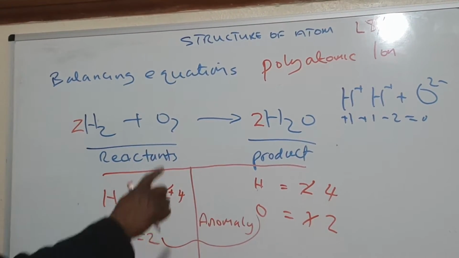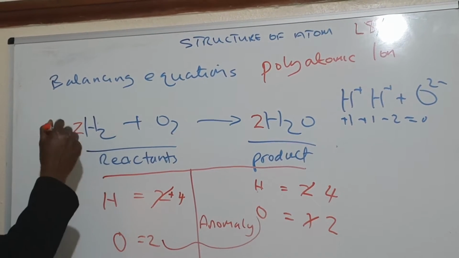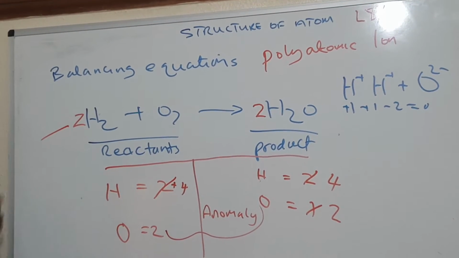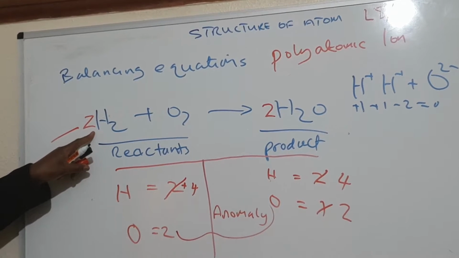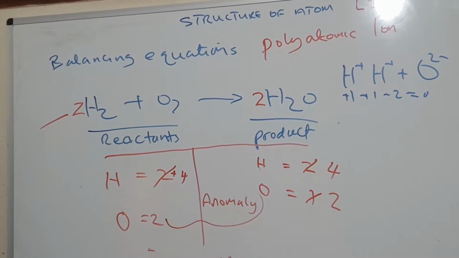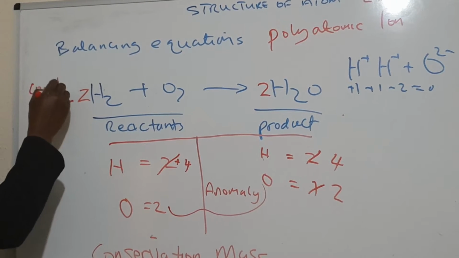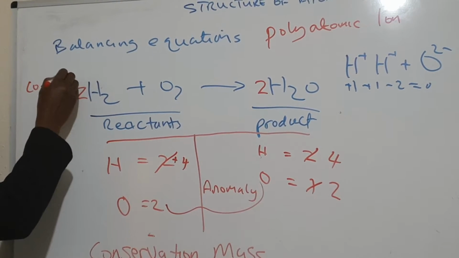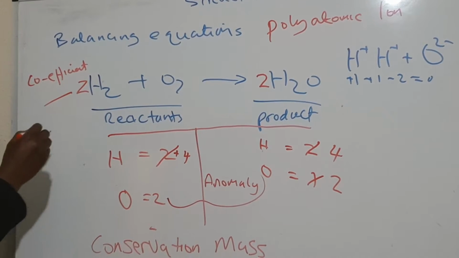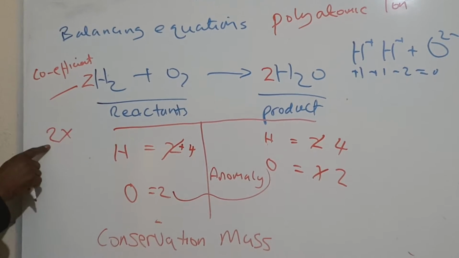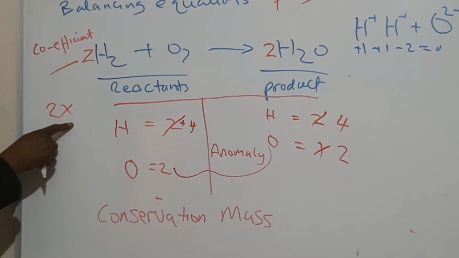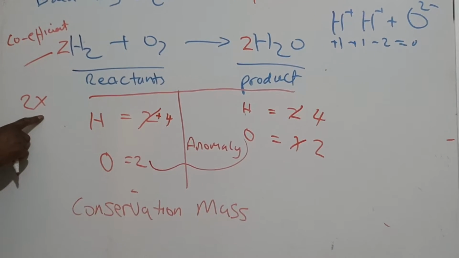What are these called in mathematics? The 2, what is it called? Coefficient. You know your maths. Coefficient: something that multiplies, like 2x. 2 is the coefficient of x, because 2 is multiplying x.